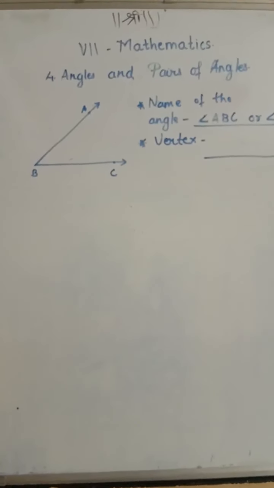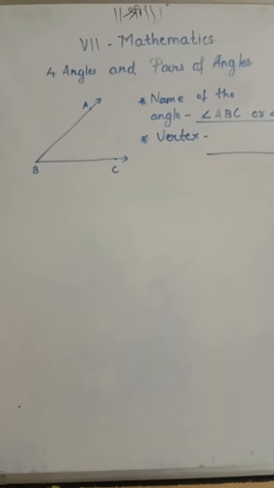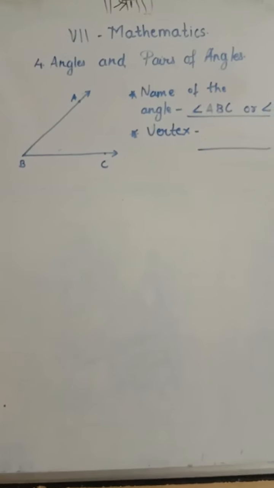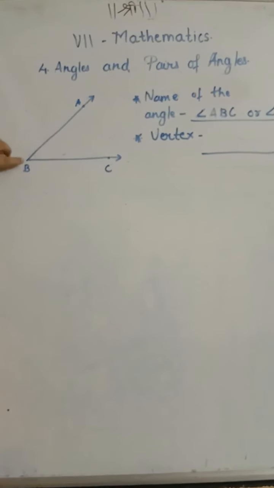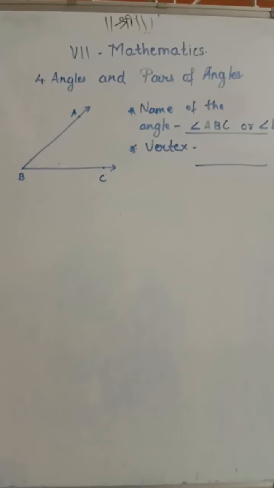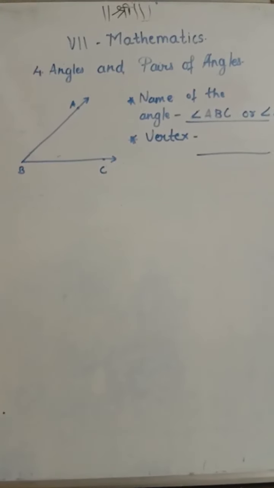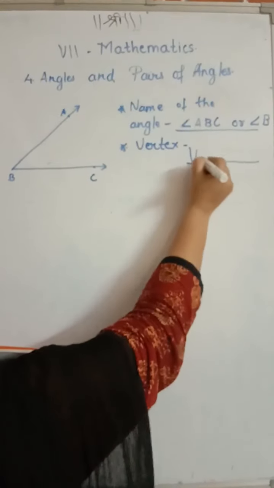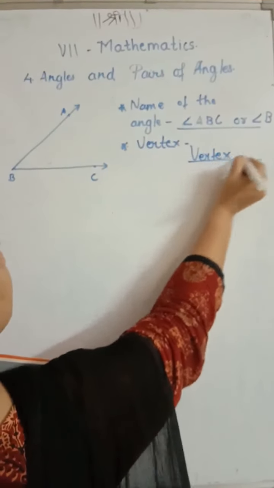Second thing, write the name of its vertex. So what is its vertex? Wherever these arms are joining, this point is called a vertex. So what is it? Yes, it is vertex B.